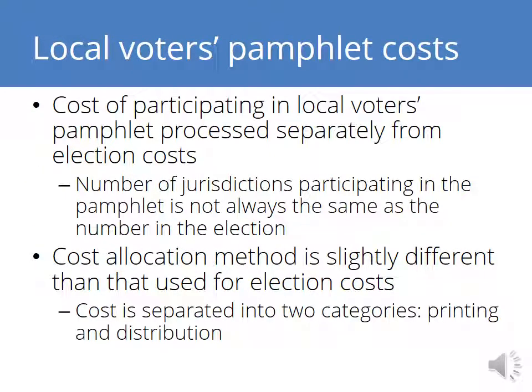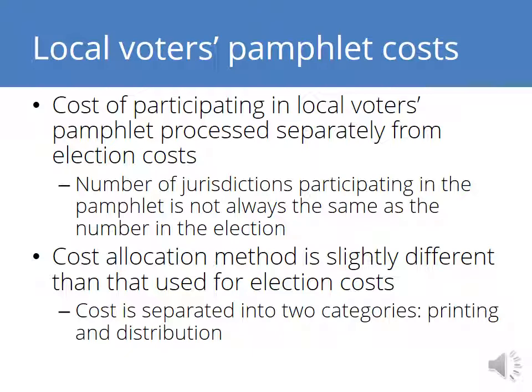The cost of participating in a local voters pamphlet is processed separately from election costs. This is done in part because the number of jurisdictions participating in an election is not always the same as those participating in the local voters pamphlet. In addition, the cost allocation method is slightly different. Local voters pamphlet costs are determined for each participating jurisdiction based on the number of registered voters, but the cost is separated into two categories: printing and distribution.